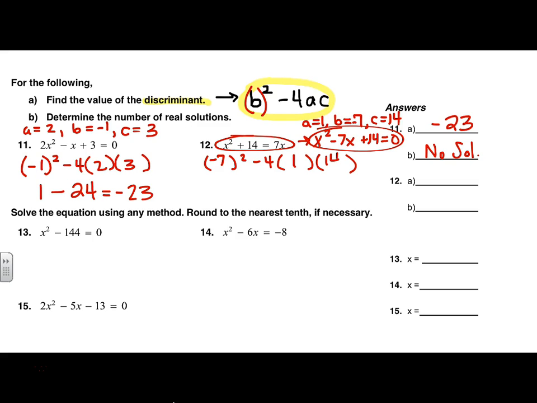14. Then hopefully some of you guys are going to your calculators. Negative 7 squared becomes? 49. What does 4 times 1 times 14 become? I heard it louder. 56. When I subtract, -7.